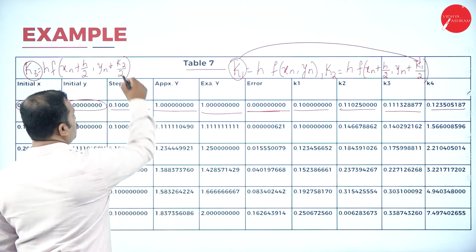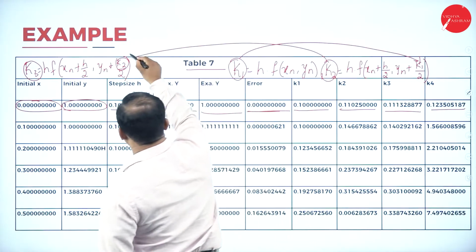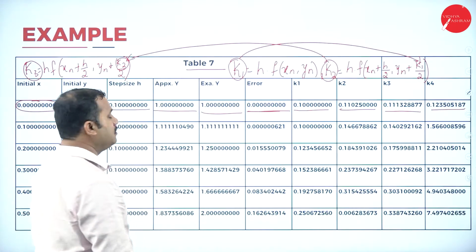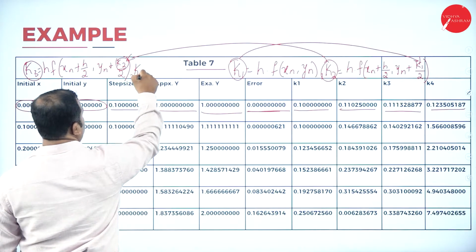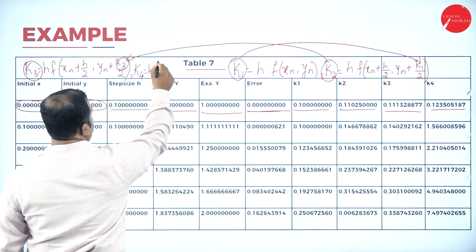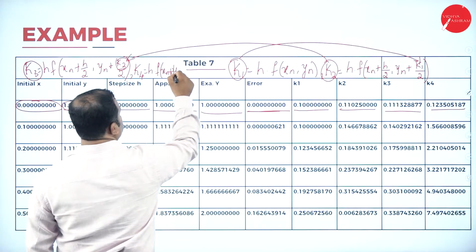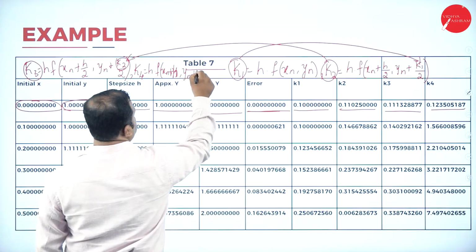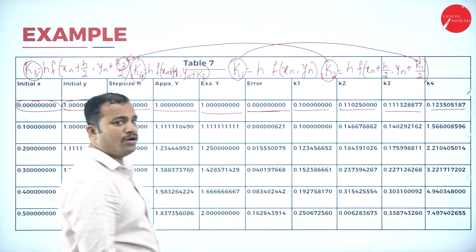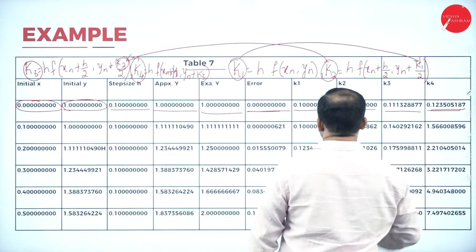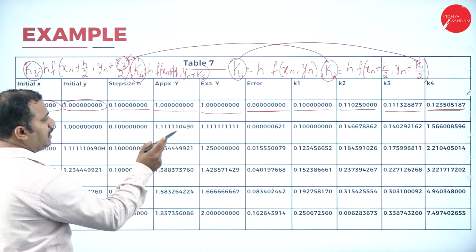I am using the k2 which was obtained in the previous step. The value of this is substituted into this to get the value of k3. As I have already obtained k3, let me find k4. k4 is equal to h into f of xn plus h comma yn plus k3. This gives me the value of k4. I have obtained the value of k4 here. So using these formulas in the first iteration, I have obtained k1, k2, k3, k4.